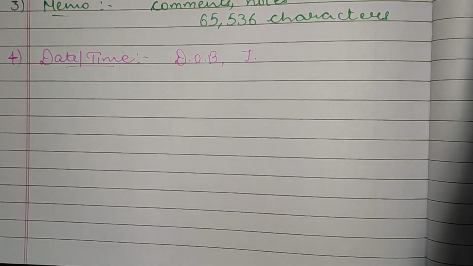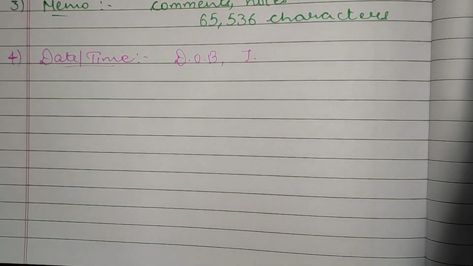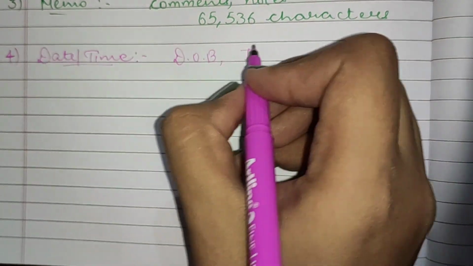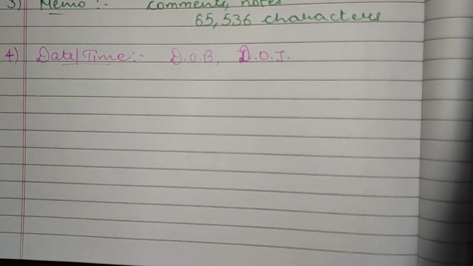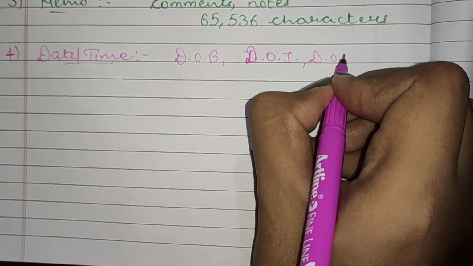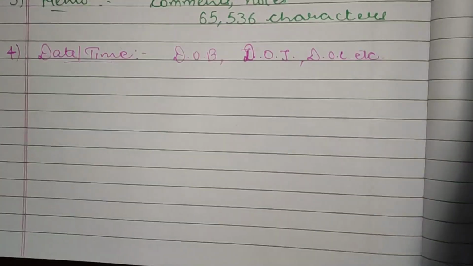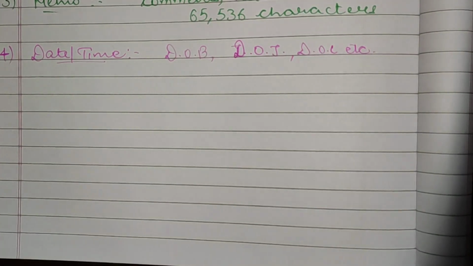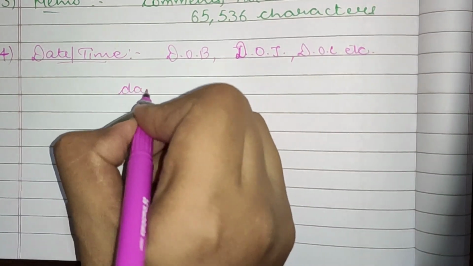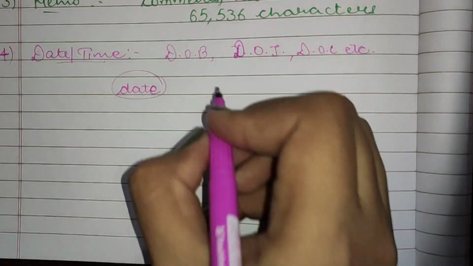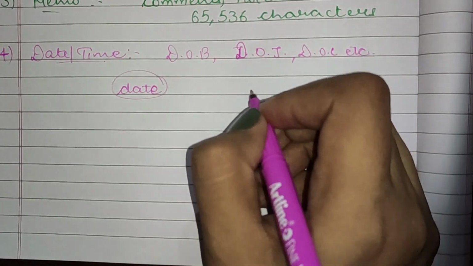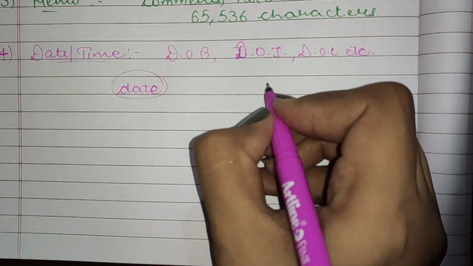The fourth data type is date and time data type. We use this data type to store data such as date of birth, date of joining, date of leaving, etc. Calculations related to date can be done in this type of data field, and its maximum value to store the data is 8 bytes.